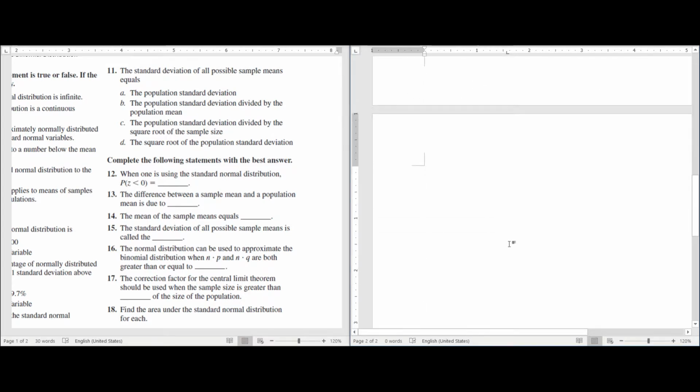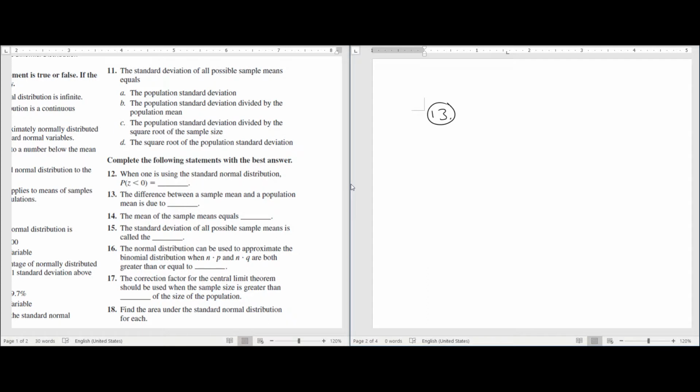All right, so let's look at number 13. Number 13 says the difference between a sample mean and a population mean is due to what? For this one, remember the difference between a sample mean and a population mean, so that's x bar minus mu. We know from the central limit theorem that mu of x bar is going to equal mu. But that's the mean of the x bars.